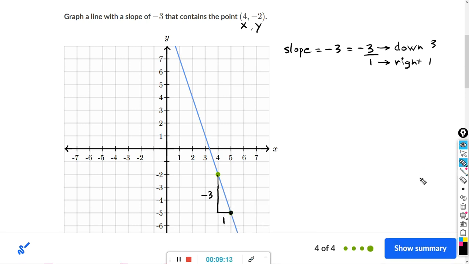And again, real quick, -3 over 1 is the same as 3 over -1. Okay, so we could have gone up 3 and left 1. All right, so if we started here, we would have gone 1, 2, 3 up, and then left 1. We would have been right here. So same thing. We would have had the same line.